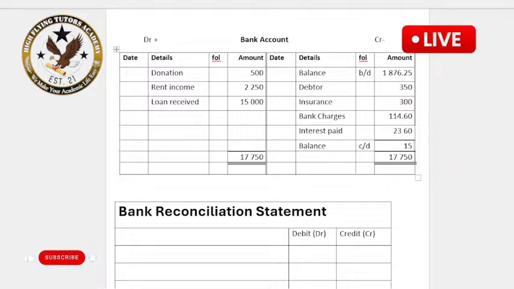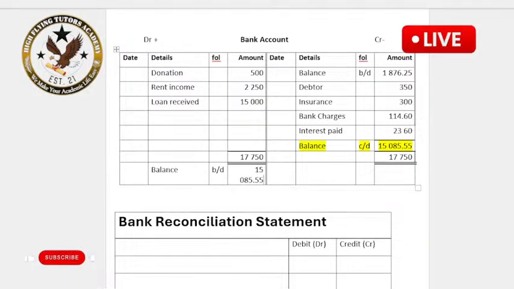15,085 rand and 55 cents. Okay, and then remember this is the closing balance, right? This is the closing balance. It must also come below there, say balance is going to be an opening balance for the following period, right? So we're going to indicate it right there and say it's 15,085.55, right?